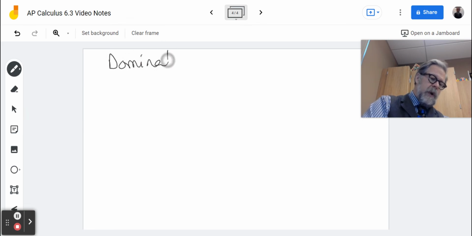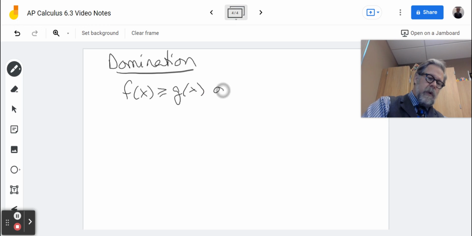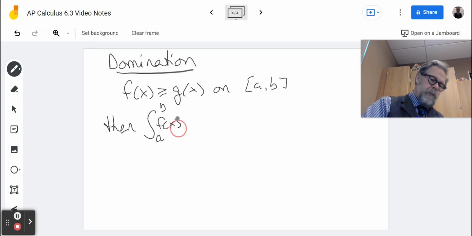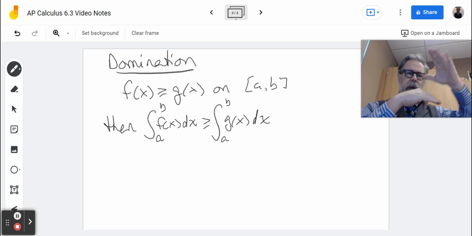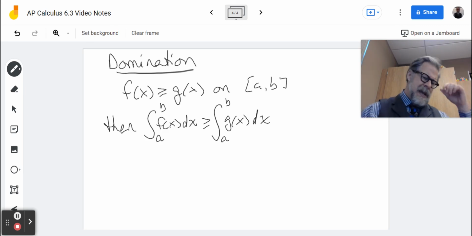And basically what Domination says is that if f of x is greater than or equal to g of x on the interval, then the area under f of x has to be greater than or equal to the area under g of x. And I'm not going to prove that one. I'll just let you accept that one as a, hey, look, there it is. And I think it seems pretty obvious. F is higher than g, well then this area must be bigger than that area.